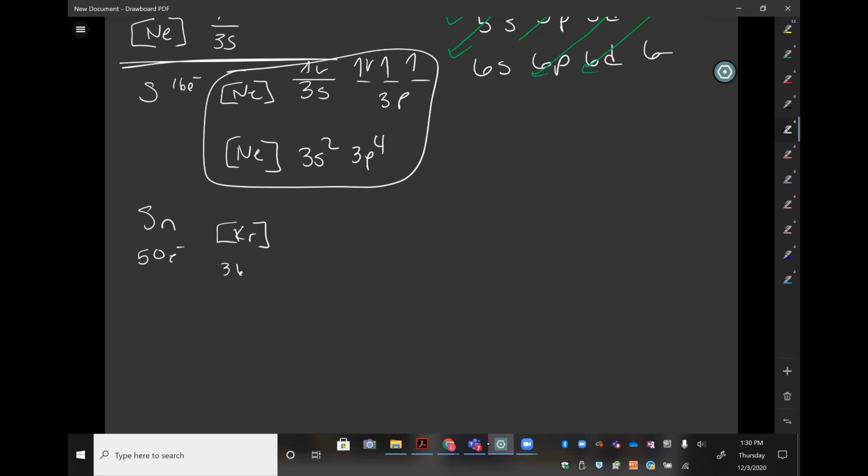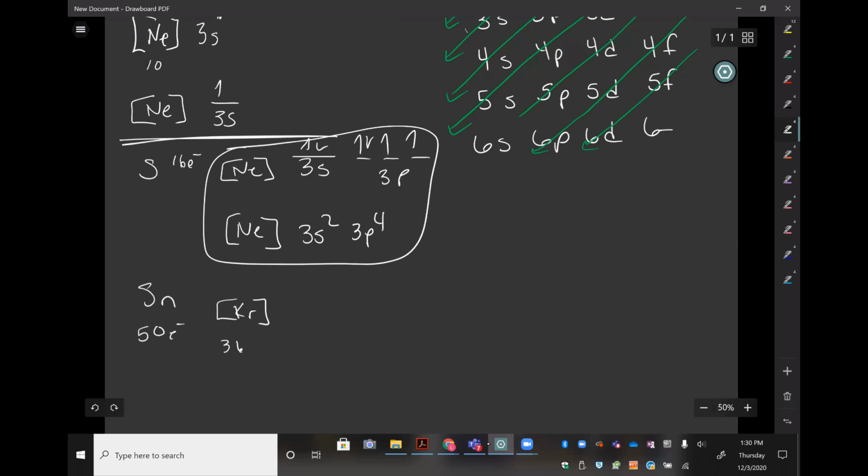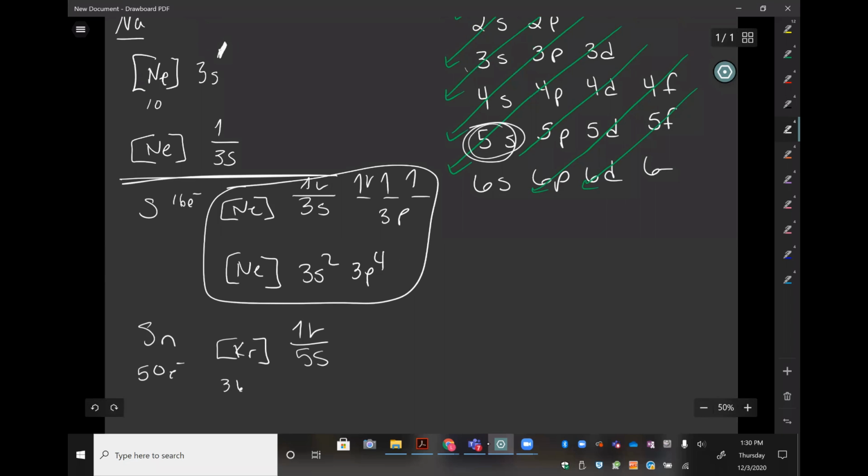Looking at tin, we see it is in the 5th row, which means we are going to start with a 5s. 5s, 1 up, 1 down. From a 5s, we then move up to a 4d. Remember, a D has 5 lines. And we are going to fill 1 up, 1 up, 1 up, 1 up, 1 up, 1 down, 1 down, 1 down, 1 down, and 1 down. Now remember, we needed to find 14. We've accounted for 12.